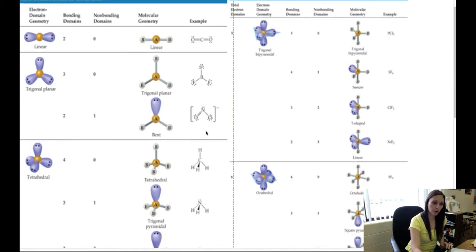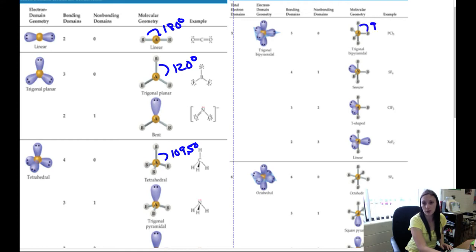So if you've got linear, remember that linear is just what it looks like. It is 180 degrees apart. When we look at trigonal planar, that is 120 degrees. Like I said a second ago, those tetrahedrals are 109.5. The ones that are 5, which are trigonal bipyramidal, have 2. The top ones are 90, and the ones around the middle are 120, and we'll look at that one here in a minute. When we look at ones that are octahedral, those ones are all 90 degrees.